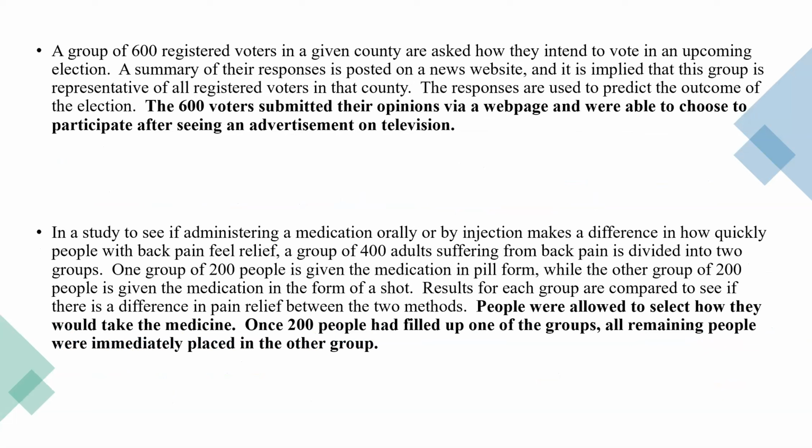Example 3. The additional information that's given to us is that these 600 voters were submitting their opinions via a web page and were able to choose to participate after seeing this advertisement on television. So there's clear bias here because the only people that were participating were those who saw the advertisement on TV.